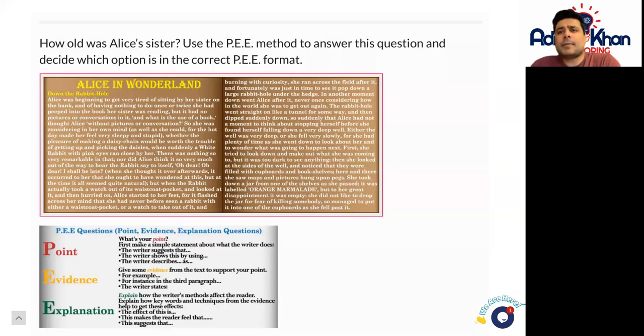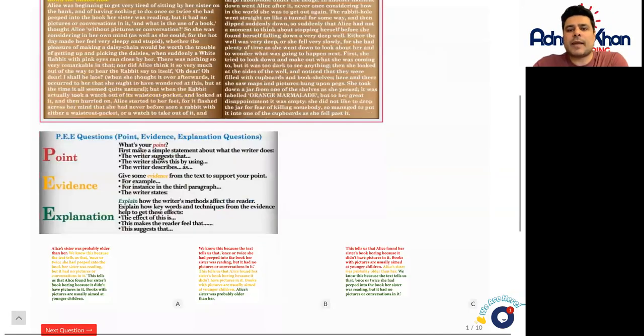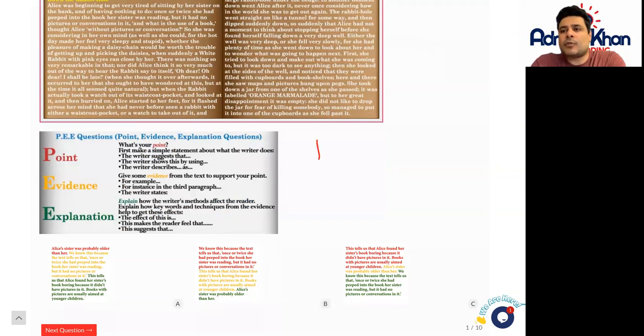So we're looking at P.E.E. paragraphs or P.Q.A. paragraphs. They're very similar in nature and it all depends on what you cover in school. So P stands for point, E stands for evidence, and the second E stands for explanation.